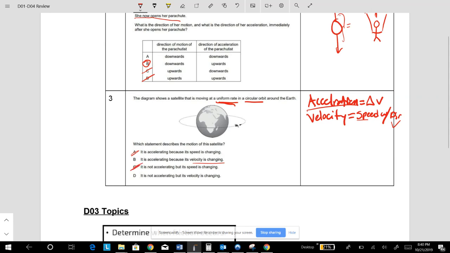It says uniform rate. And then D, it is not accelerating, but its velocity is changing. That cannot be true because acceleration is change in velocity. So if the velocity is changing, it is accelerating. So D cannot be true. So the only option left is B, which means that it is accelerating because its velocity is changing. So its direction's changing, which means its velocity is changing, which in turn causes an acceleration.